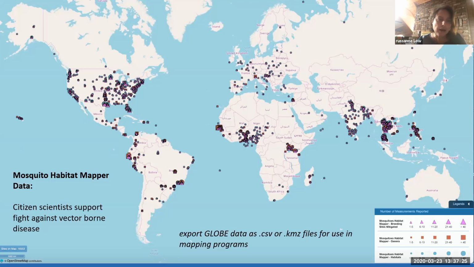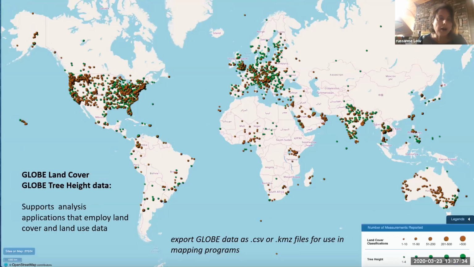So this shows you that right now, today, we have about 20,000 mosquito habitat mapper observations from around the world. In the next slide, you'll see that we also have about 30,000 land cover and tree height data observations. And the same thing holds true here. We do have some tools that you can use that will enable you to bring in these data sets and then conduct your own analyses using your favorite GIS program.